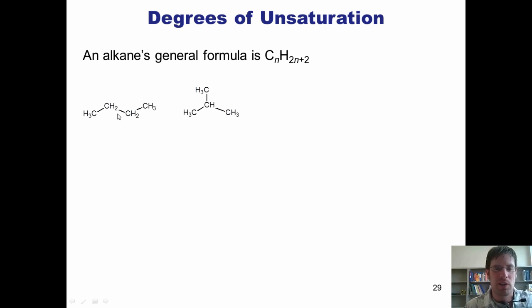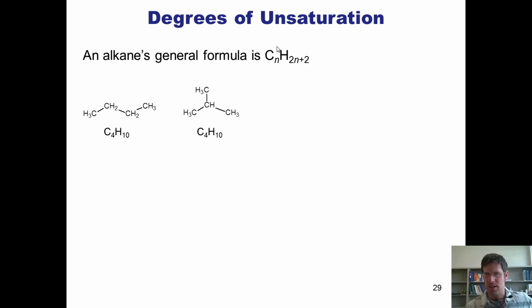Here are two different compounds. They're isomers of each other. Well, let's see what their formulas are. If I count carbons and hydrogens, you'll see that both of these have the same formula, C4H10, which indeed is consistent with this general formula for alkanes, CnH2n plus 2. So you can see that the amount of branching doesn't change the formula of an alkane.